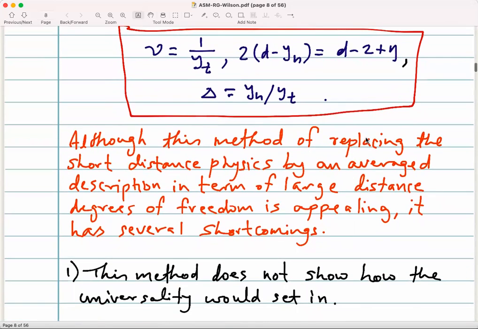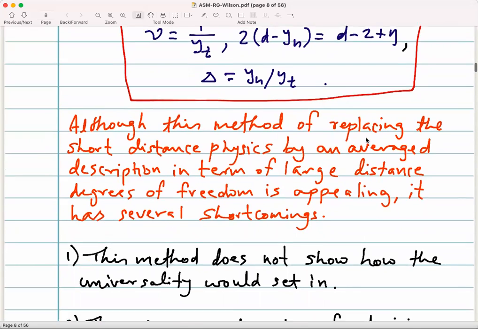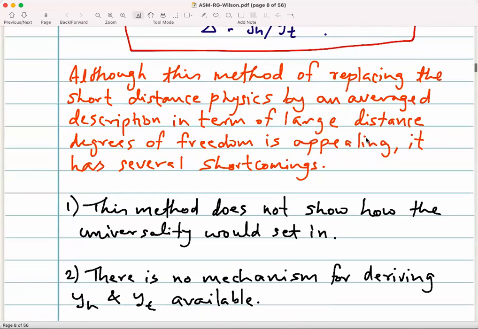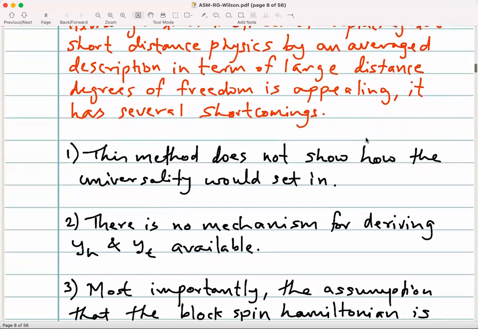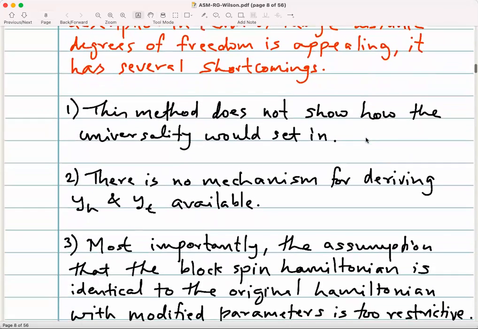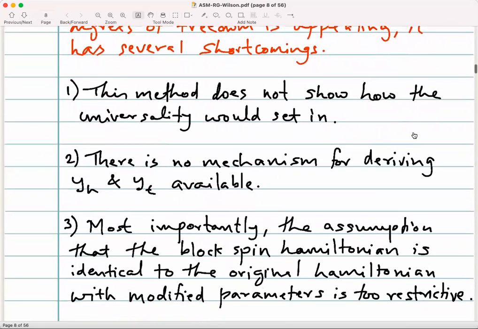The system still has various problems, and because of which it actually is not the right thing to do. Okay, so let's see what are the things that we would get stuck into in the process of doing a transformation of this type. So the first thing that this process does not tell us is how universality is getting set in.